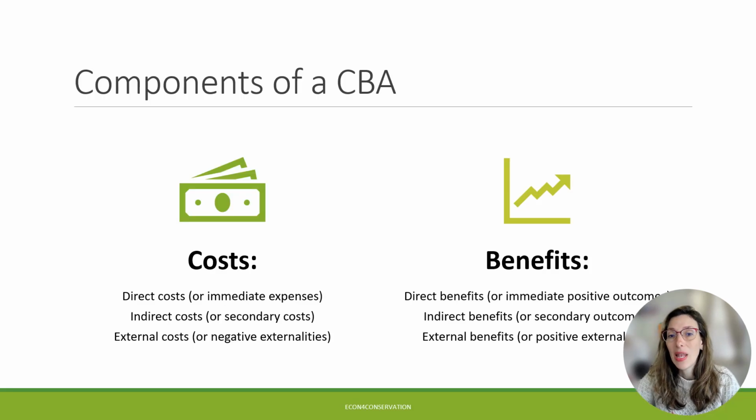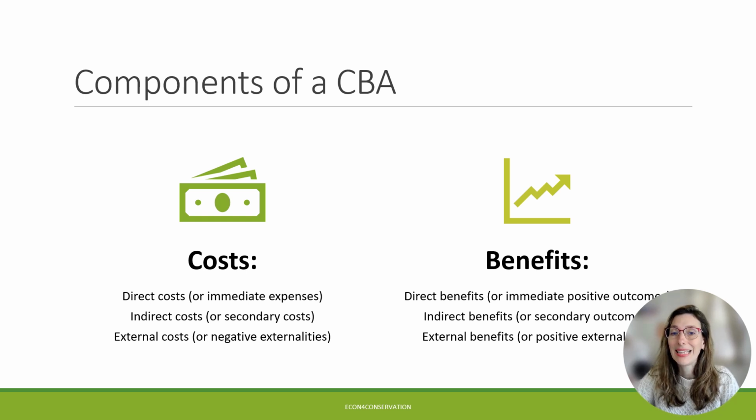Okay, so now let's break down the components of an environmental cost benefit analysis into two main categories, costs and benefits. First, let's look at the different types of costs involved in environmental projects. We have direct costs. These are the immediate expenses required to execute a project. Examples include the initial costs associated with construction, such as materials, labor, and equipment.